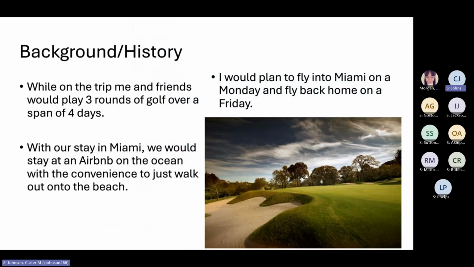And here, my idea of the trip, we would golf 3 rounds over the 4 days we're there. And in the ideal world, I'd like to stay at an Airbnb on the ocean, just convenient to be right there. And we just fly in on a Monday and fly back home on a Friday.